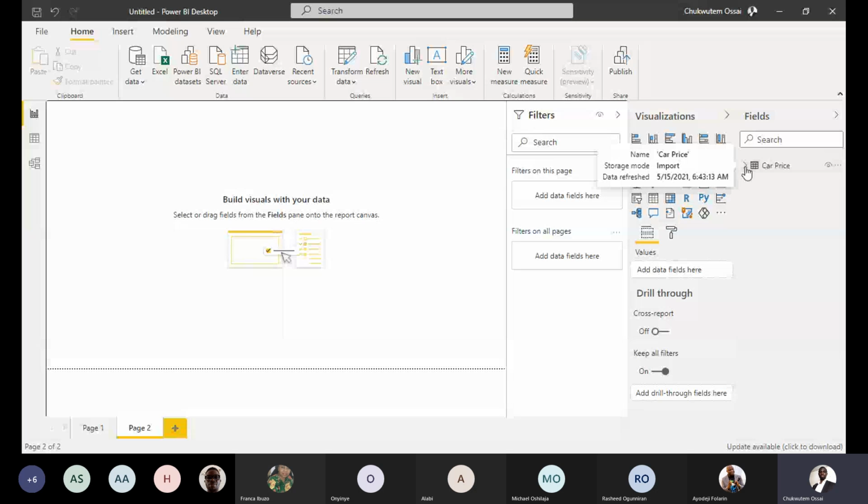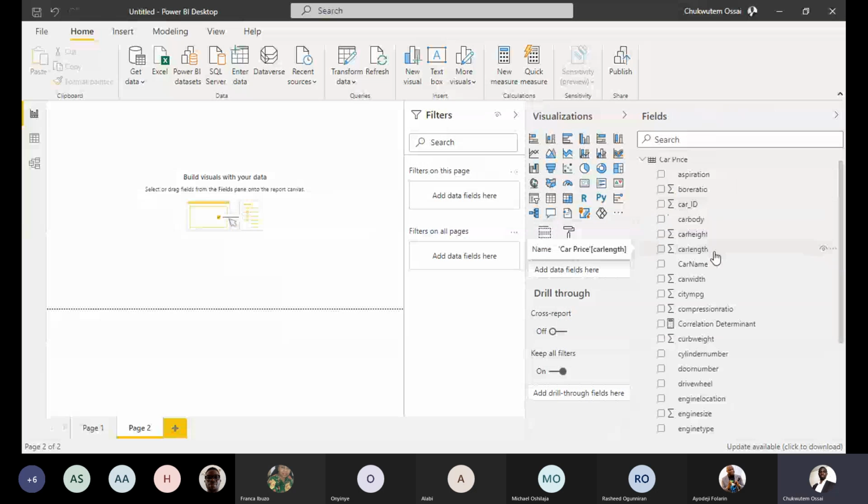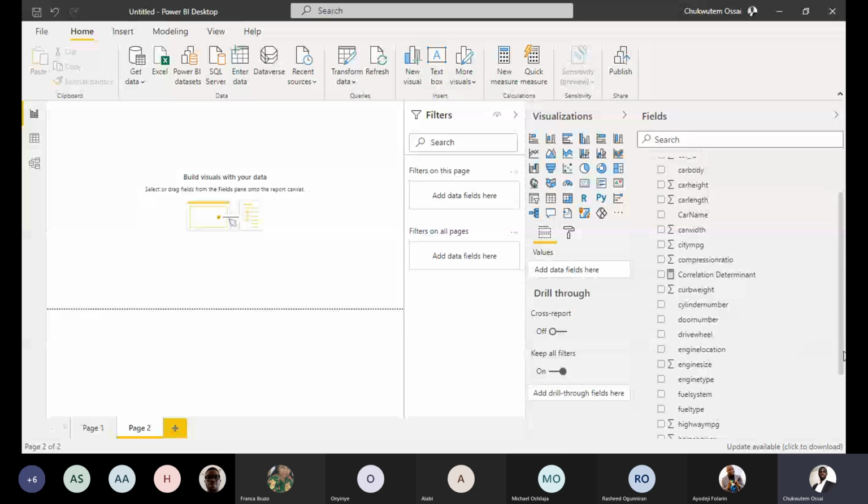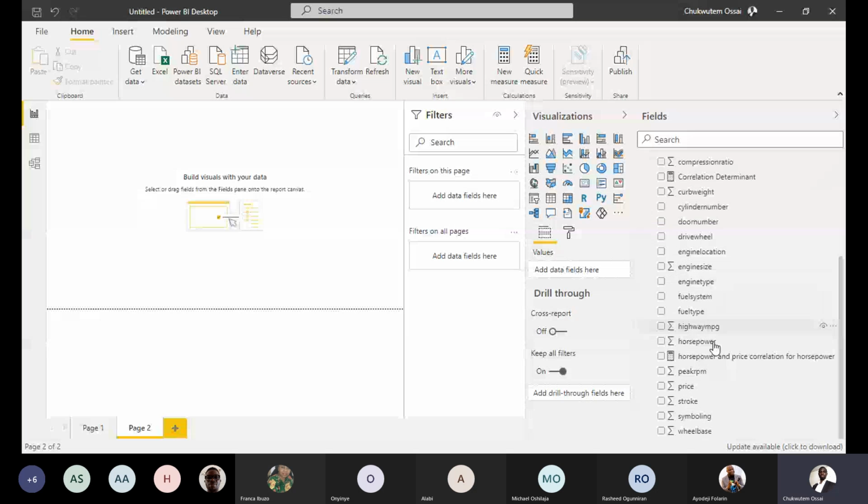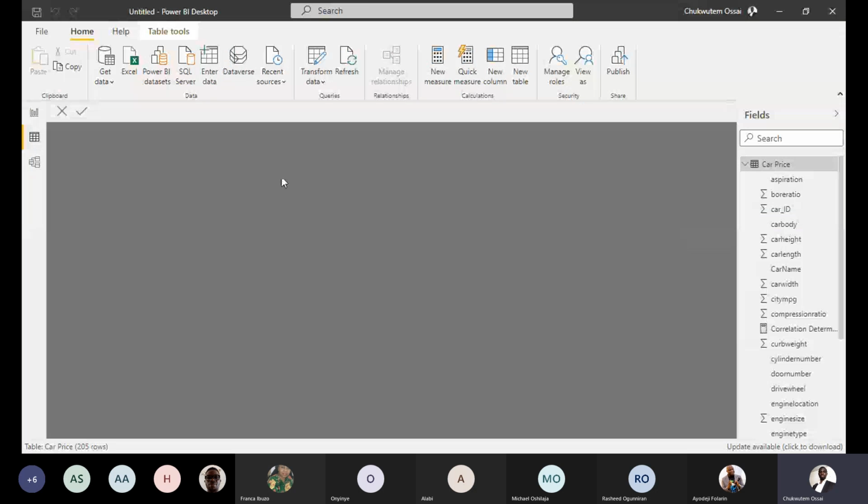On this data set, we have the aspiration, we have the bore ratio, we have the car ID, we have the car body, we have the car height and the length, we have the car name, we have the car width, we have the city MPG, we have the compression ratio, we have the curb weight, cylinder, and all that. And then we have the price of each of the vehicles. Let me open it up in the table format so that we'll quickly see what the data is all about. This is how the data set looks.